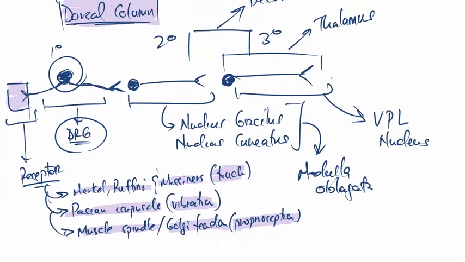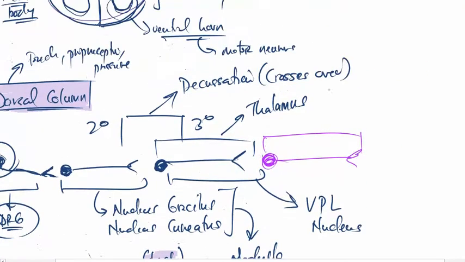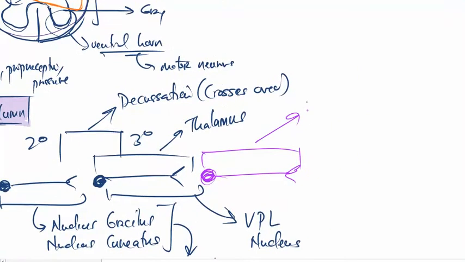All right, and then the last neuron is going to be located in your primary somatosensory cortex. Somatosensory cortex. So primary somatosensory cortex.